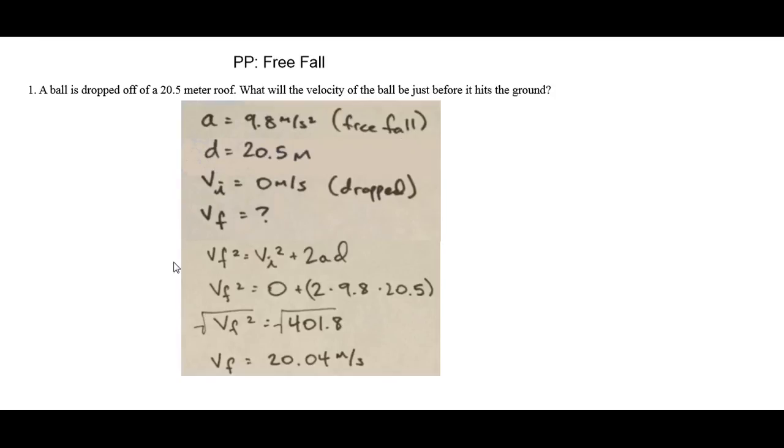That being said, vf squared equals vi squared plus 2ad is our only option. I'm going to do this step by step here. Vf squared equals 0 because vi is 0, plus 2 times 9.8 times 20.5. That comes out to be 401.8. But you're not done because it's the vf squared. You have to take the square root of the whole thing. So vf is equal to 20.04 meters per second. That's how fast it'll be going just before it hits the ground.